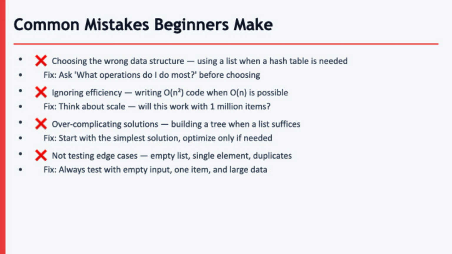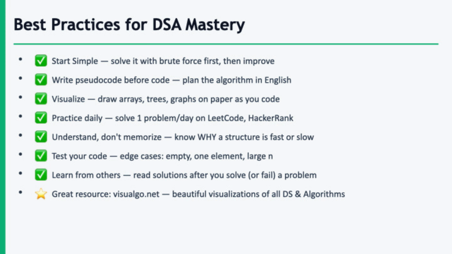Common mistakes include choosing the wrong data structure or ignoring efficiency. It is also a mistake to overcomplicate things or forget to test how your code handles empty or very large lists. To master this, always start with a simple solution before optimizing. Write your plan in English first, visualize your structures on paper, and practice consistently with daily problems.